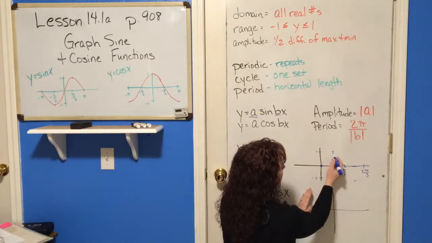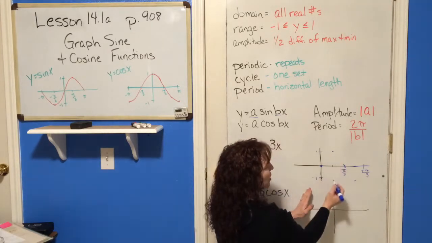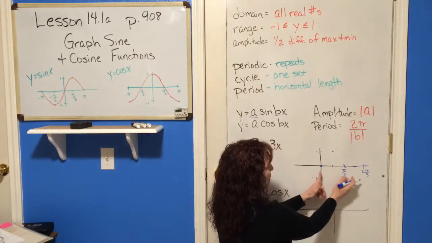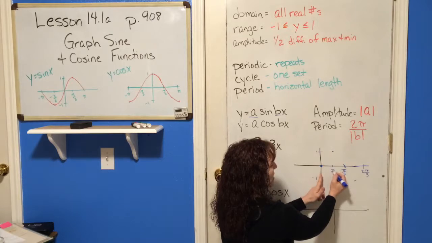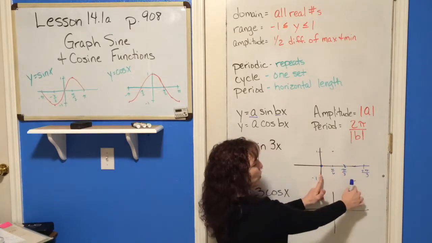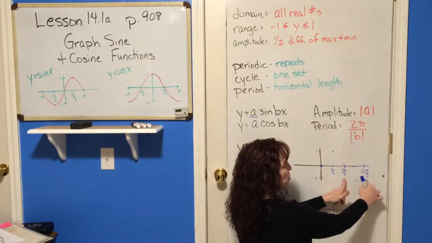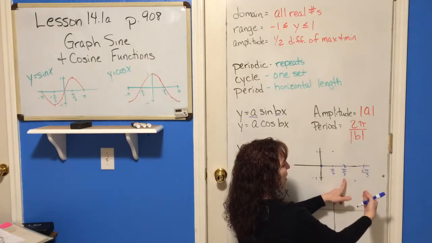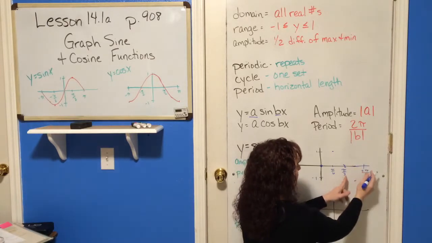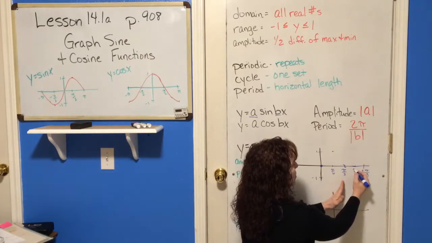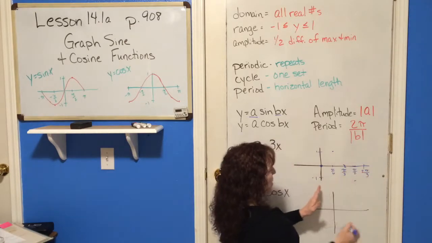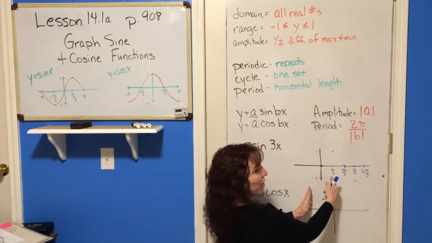So this point here where we're at our maximum is going to be halfway between 0 and pi over 3. So this is going to be pi over 6. And we're going to reach our minimum halfway between pi over 3 and 2 pi over 3. So half of this distance is going to be pi over 2. So now what we've done is we're counting by pi over 6's.